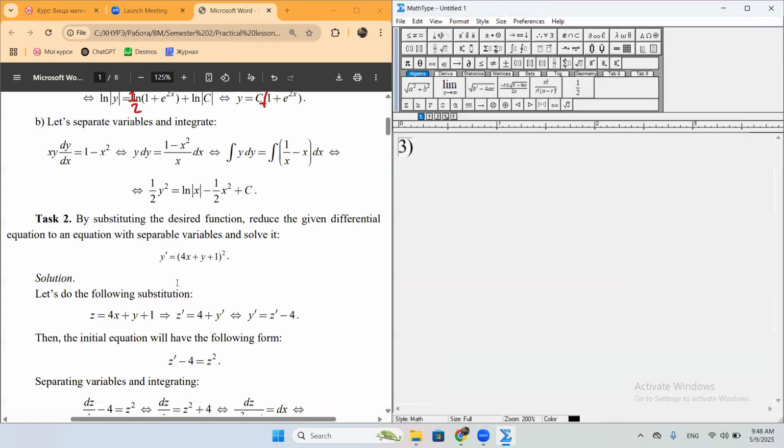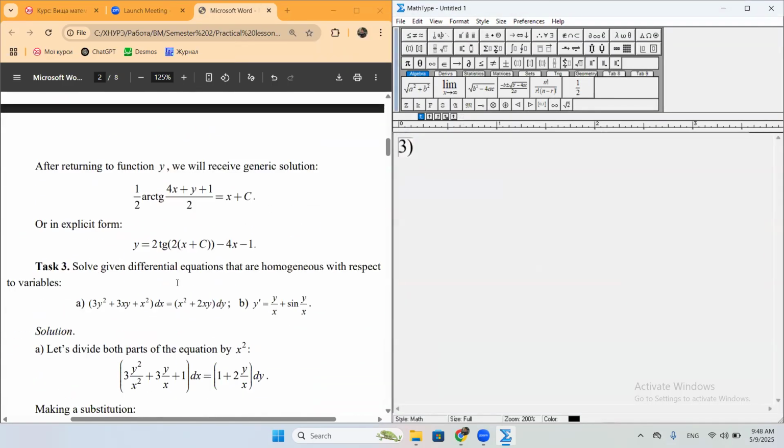Let me check how many equations. Yeah, so here we have homogeneous equations, an interesting kind of differential equations. Let me first write it down, and after that we will start solving. So (3y squared plus 3xy plus x squared) dx equals (x squared plus 2xy) dy.